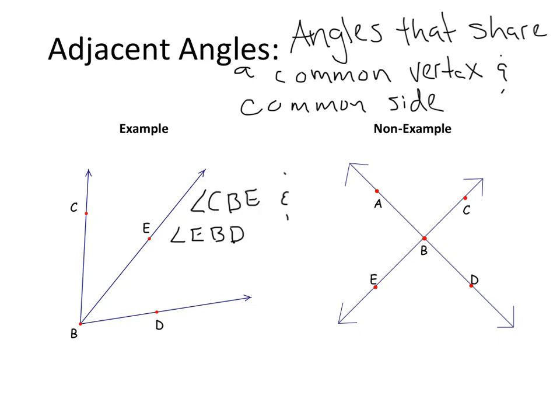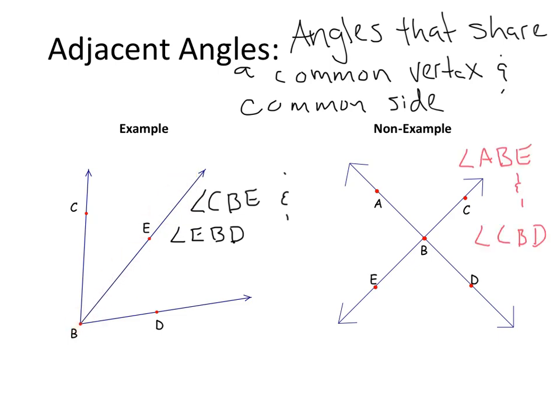On the left, you'll see an example of adjacent angles. Angle CBE and angle EBD are adjacent angles. They share the common vertex of B, and they share the common side of BE.